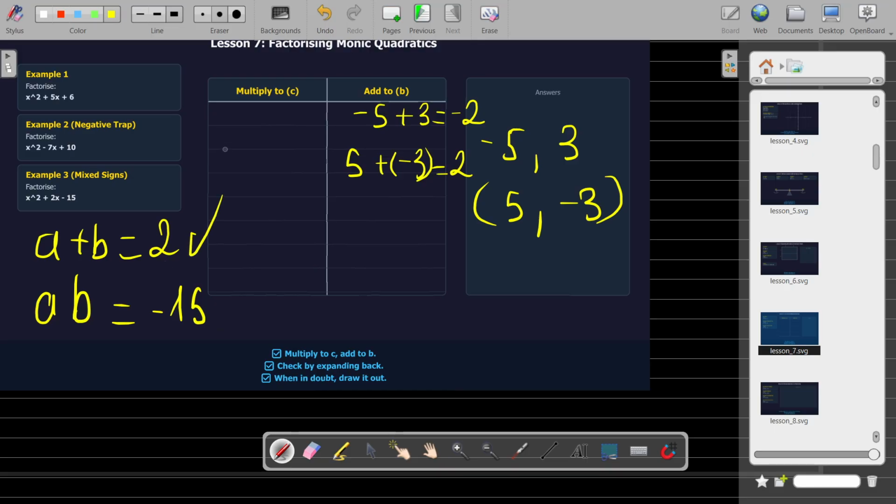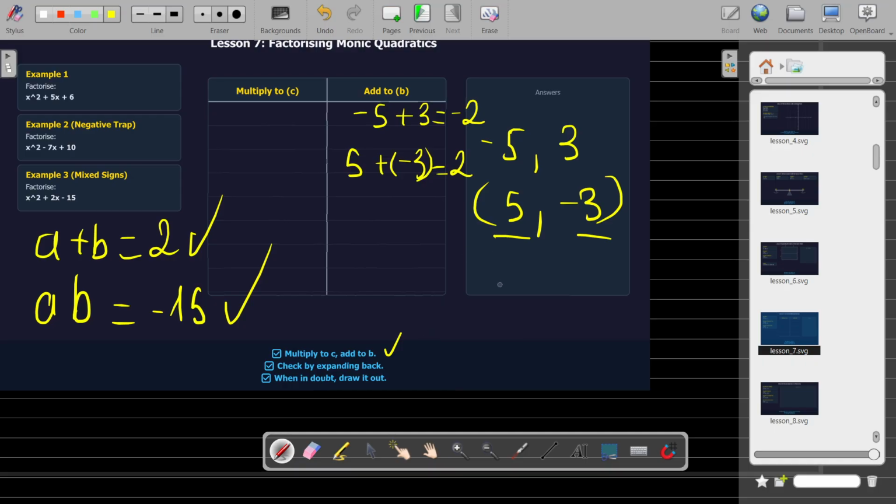This condition is good because 5 minus 3 equals 2. This condition is also good because it multiplies into -15. Both numbers are mixed signs, one negative, one positive. That's all pretty good. So we have multiplied to c, added to b. That's done. We need to do our next habit, which is check by expanding back.